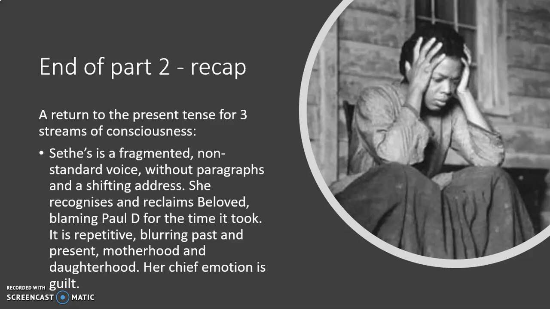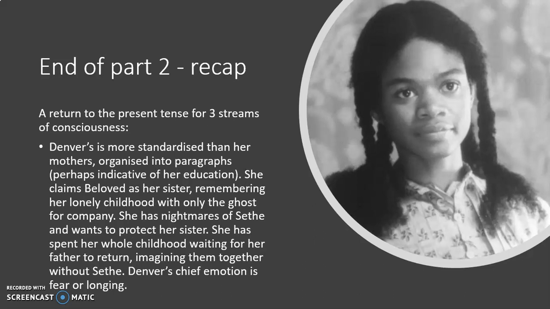Now, her voice is very fragmented. It's not standard English. It doesn't have paragraphs. It shifts in address. So sometimes she seems to be talking to Beloved, and sometimes she seems to be talking to other characters, or maybe just herself. But in that monologue, she recognises and reclaims Beloved and basically blames Paul D for it taking so long for her to notice it was her daughter. It's a very repetitive monologue. It blurs the past and the present, like Sethe does a lot. And it's all about motherhood and daughterhood. Basically her chief emotion in her monologue is one of guilt.